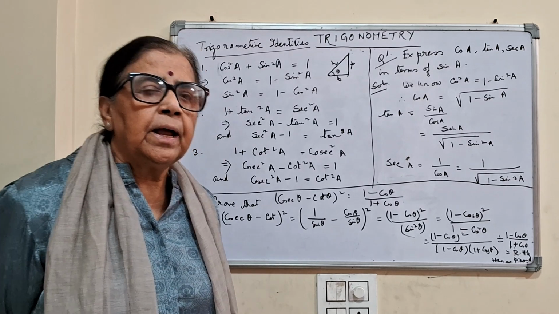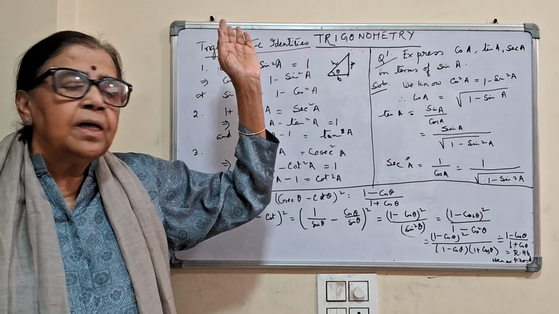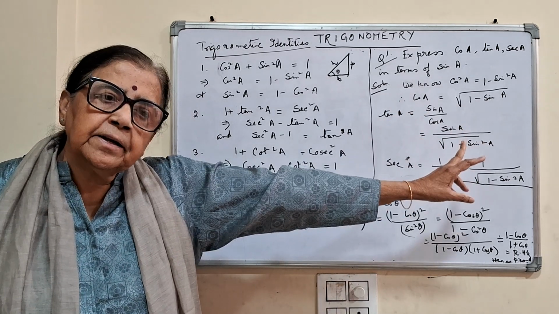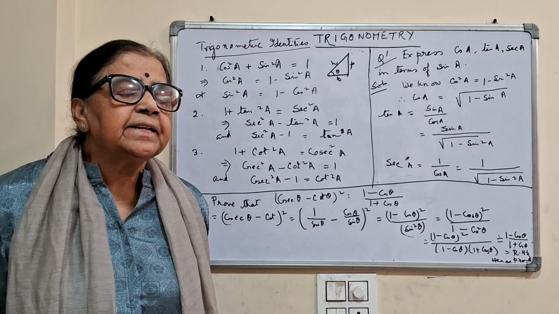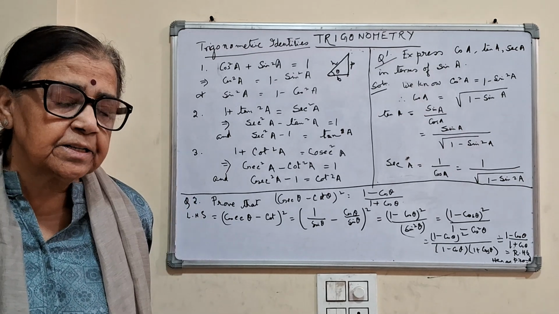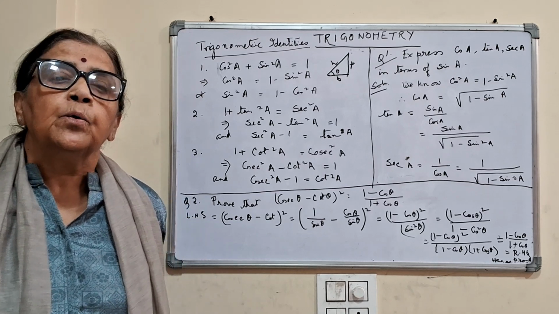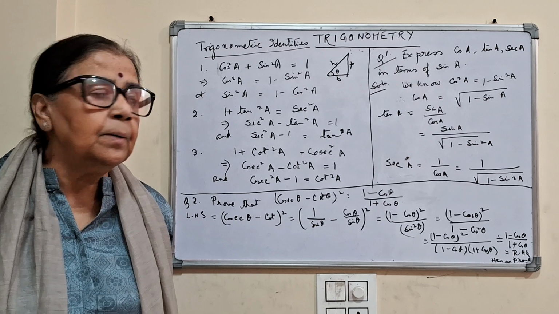We know cos square A is equal to 1 minus sine square A. Just now we have learned. Okay. Then cos A is equal to square root of 1 minus sine square A. It can be plus minus, but since we are dealing with all acute angles, it will be a positive number.